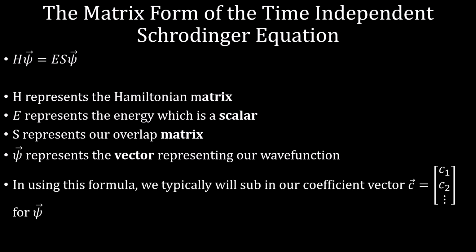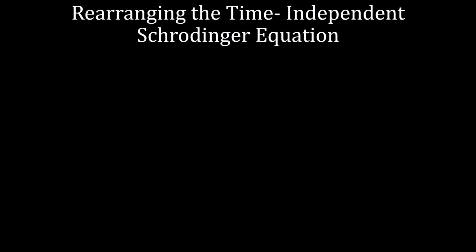However, as a slight caveat to that, when we use this formula in practice, rather than subbing in the wave function vector, we'll typically instead sub in the coefficient vector, which is really the coefficients in front of our basis functions. So the first thing we're going to need to do is rearrange the time-independent Schrödinger equation. So again, we start with H psi equals ES psi. Here you notice I replaced the wave function with that coefficient vector. And again, that's because in practice, that's what we're going to want to use.